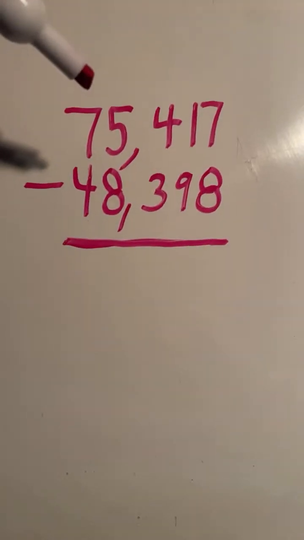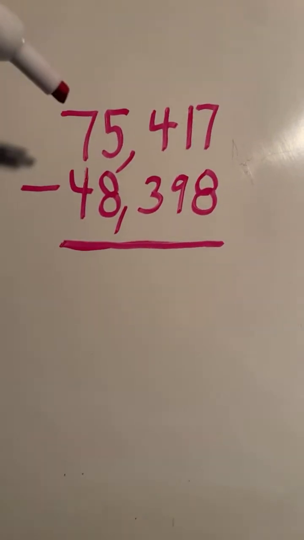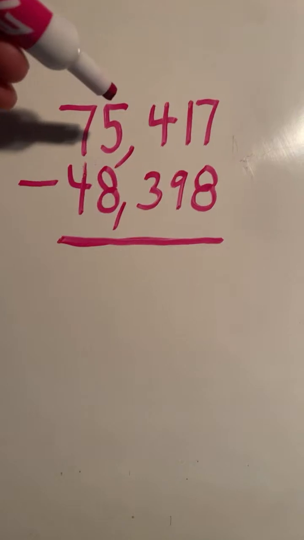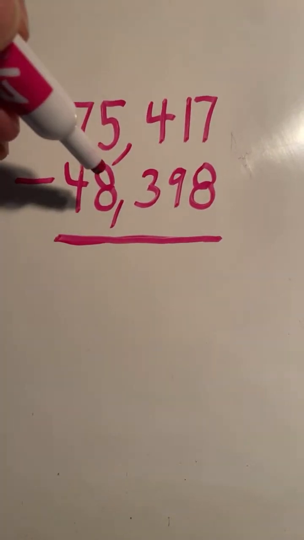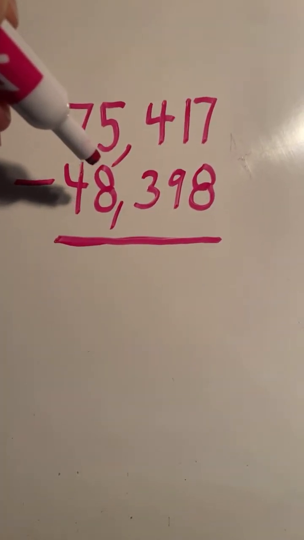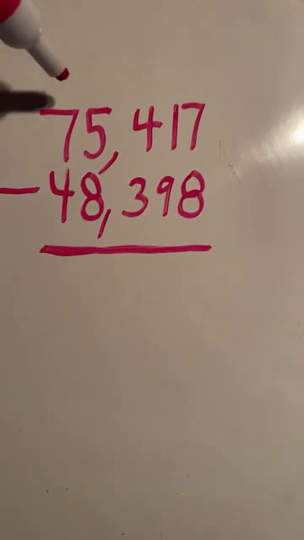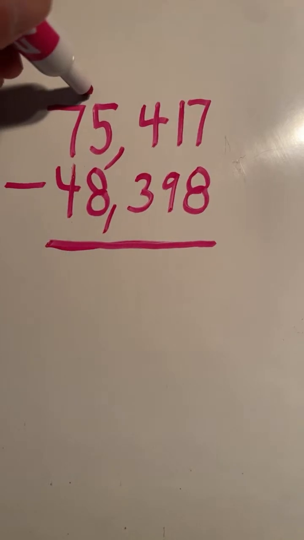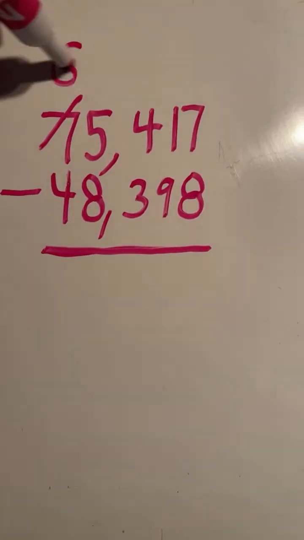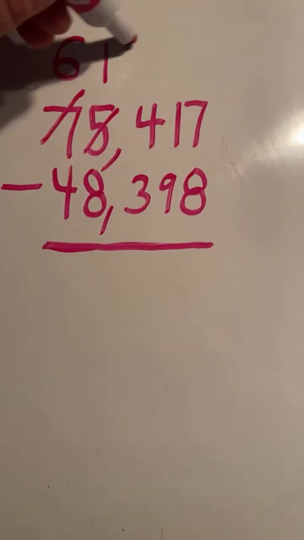So looking at this problem, the 10,000s place is fine. In the thousands place, you cannot start out with 5 and take away 8. So we are going to need to regroup. We regroup here by taking a 10 from the 10,000s place and adding it to the thousands place. So the 7 is going to become a 6, the 5 is going to become a 15.